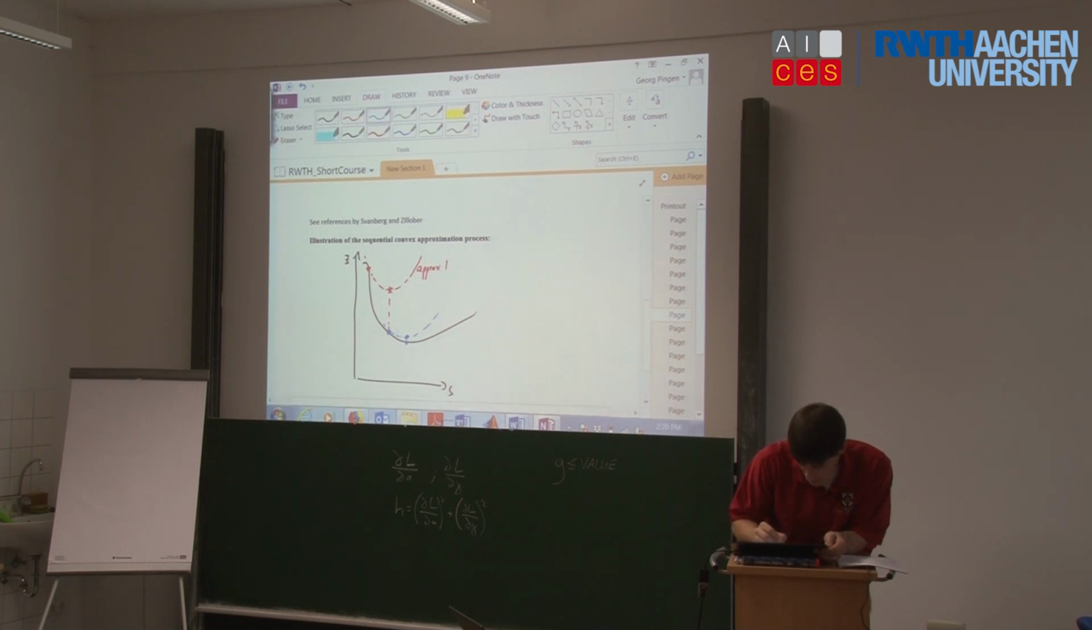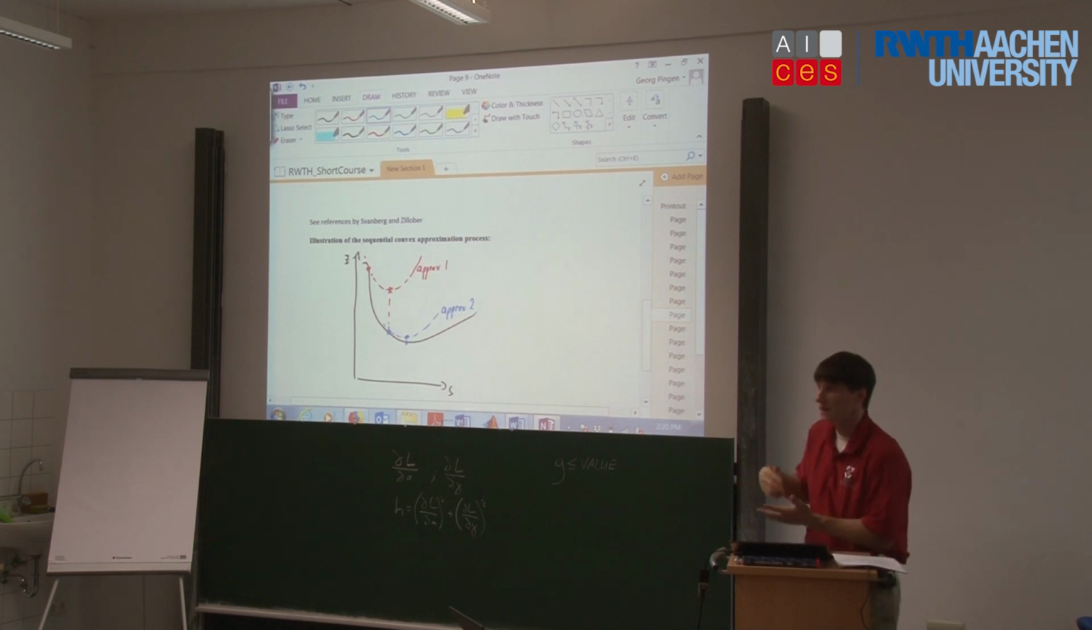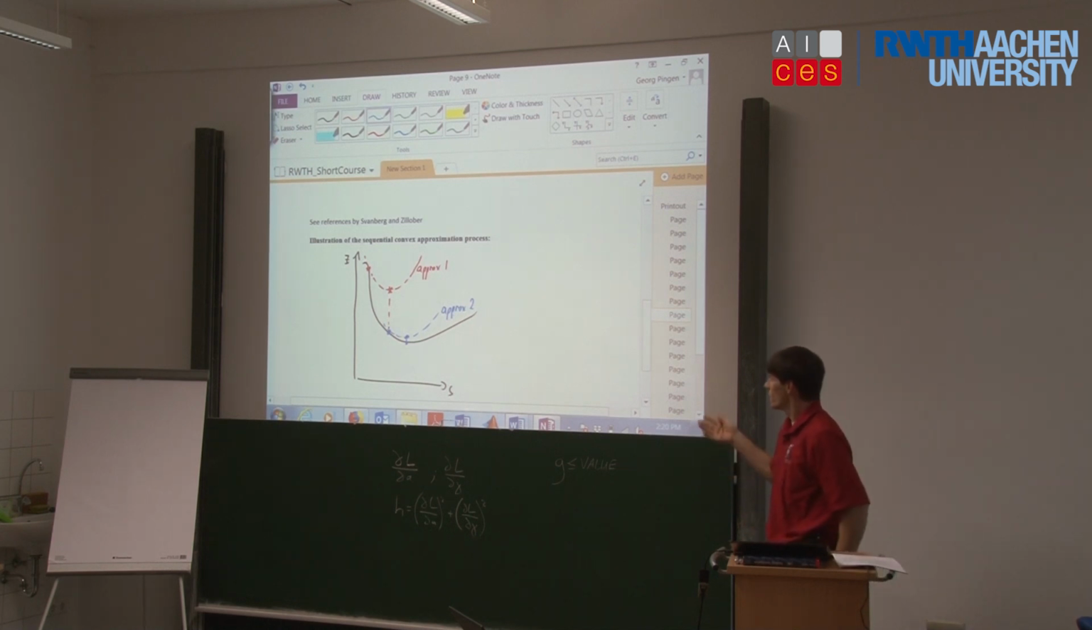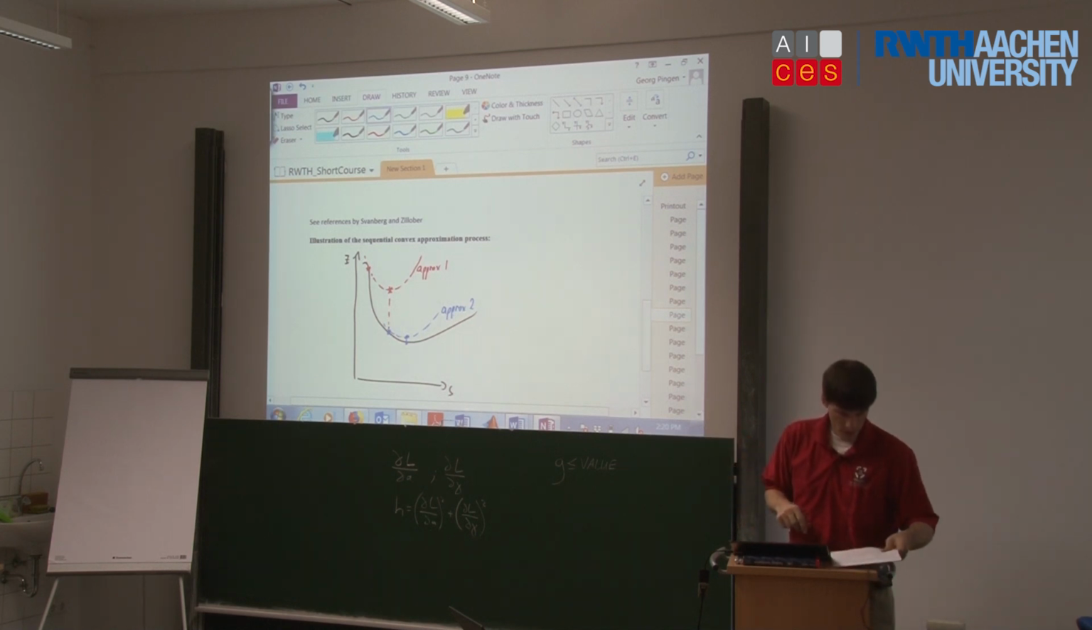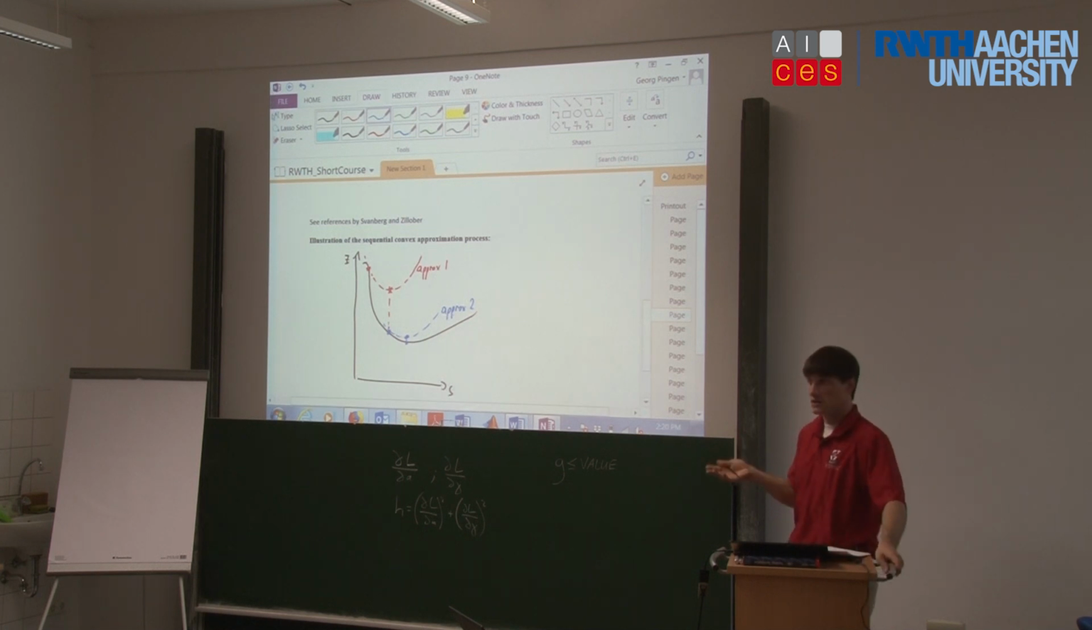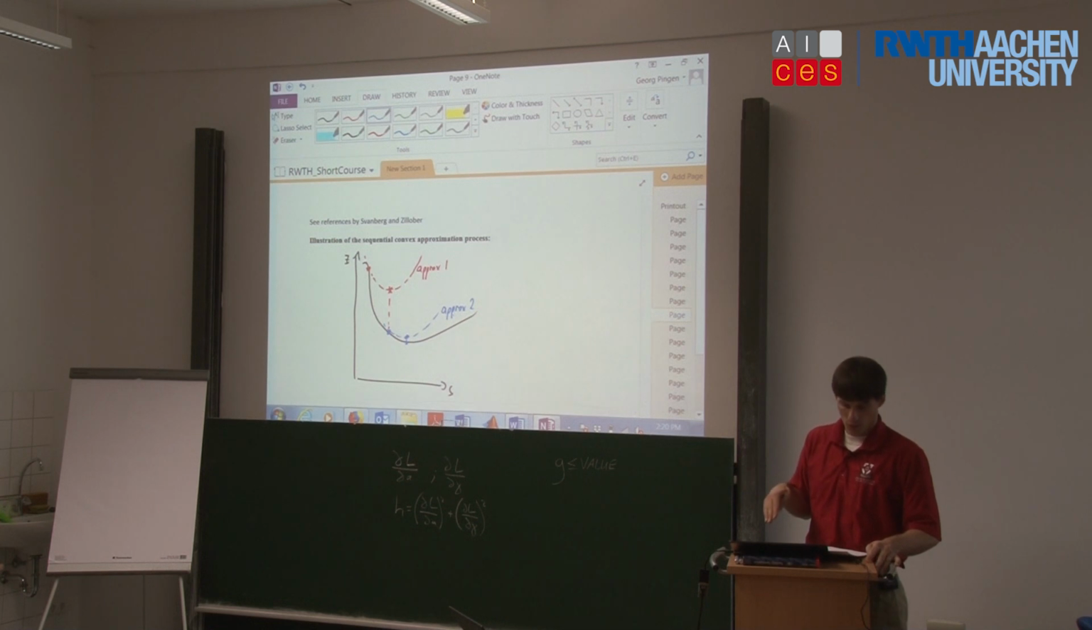And then this is approximation 2. And then we can take more steps. Each one of them, we approximate our costly function L with an analytically solvable convex approximation of L in the vicinity of S.